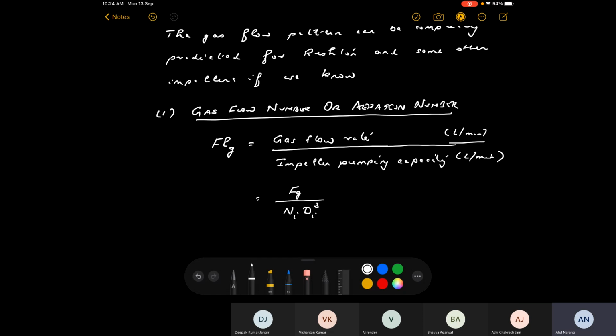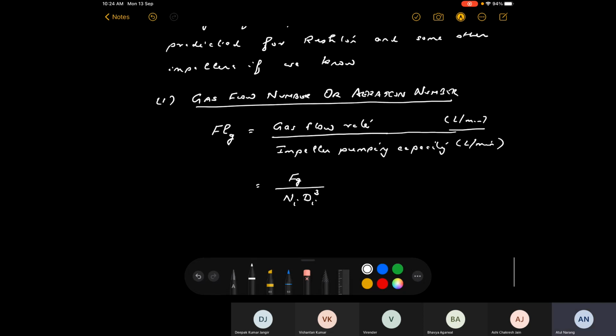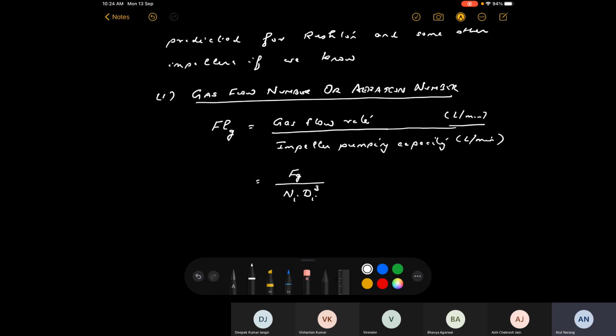So this is what defines our number. Again, we don't worry about constants. The actual impeller pumping capacity was FL times N sub I D sub I cubed, but we don't really care about constants, we only worry about variables. So this is called the gas flow number, which is the ratio of the gas flow rate to the liquid flow rate due to pumping by the impeller.